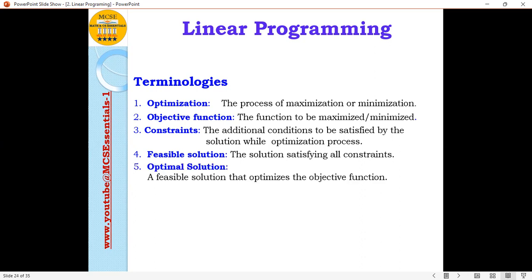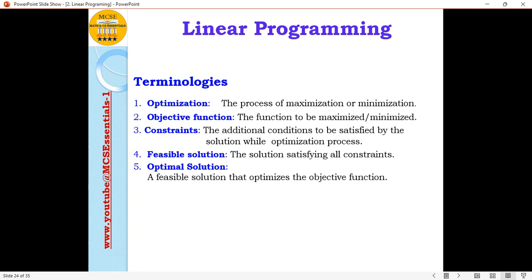Next is the optimal solution. Obviously, our target was to find such values of x and y which maximize or minimize the objective function and also satisfy the constraints. That means a solution which has two characteristics: number one, it is a feasible solution, and second, it optimizes the objective function.